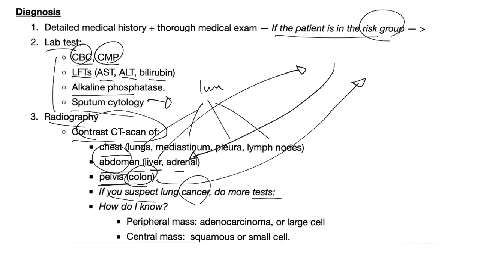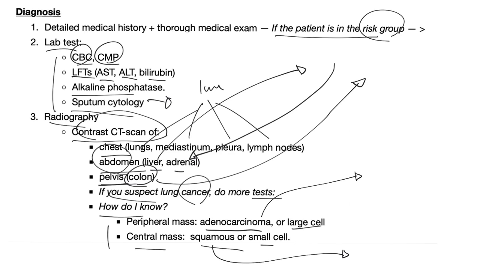If you suspect lung cancer, please do more tests. How do I know? Peripheral masses are usually adenocarcinoma or large cell. Central masses are squamous or small cell. In adenocarcinoma, the patient is usually a female. In squamous cell carcinoma, it's usually a male smoker with hypercalcemia. In small cell, it's a male smoker with Cushing syndrome, syndrome of inappropriate ADH, or Lambert-Eaton myasthenic syndrome.